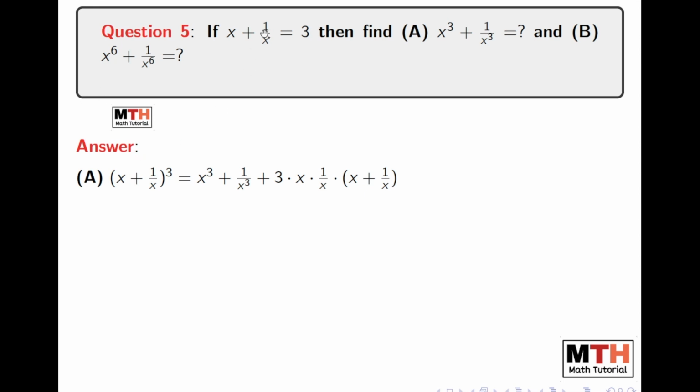Now the value of x plus 1 by x equals to 3, so we are getting 27 equals to x cube plus 1 by x cube plus 3 times, this is 3. So 3 times 3.